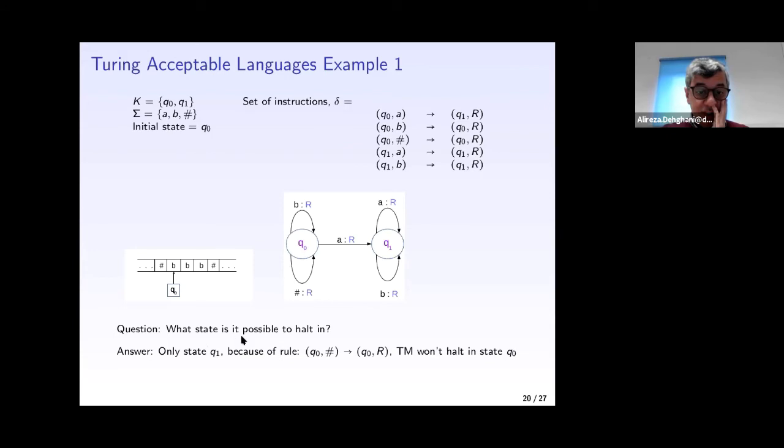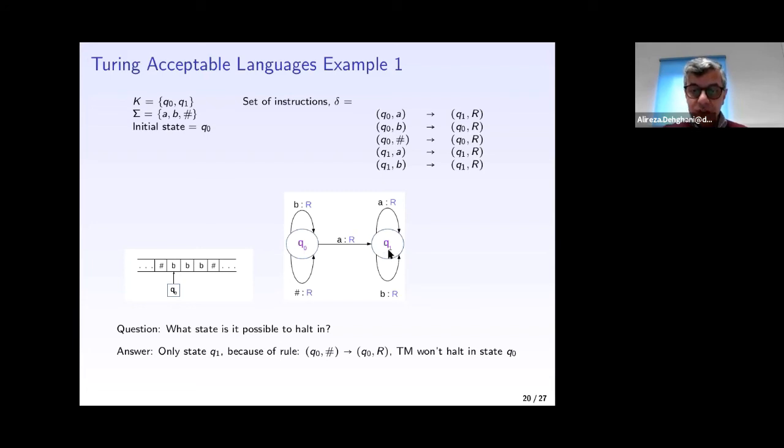So question: what state is it possible to halt in, in this machine? Is it possible for the machine to halt somewhere? Only state Q1. In Q0 we won't halt. Why? Because if we are in this state and we receive blank, we will move right, we will see another blank, we will stay in Q0, and again we will continue computing. So halting never happens in this state. Only in Q1 it can happen. So for example, if we see blank in Q1, there is no instruction, so we can halt here.